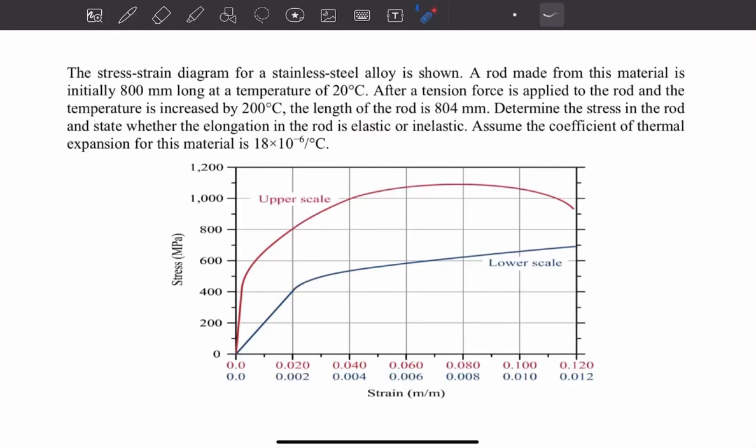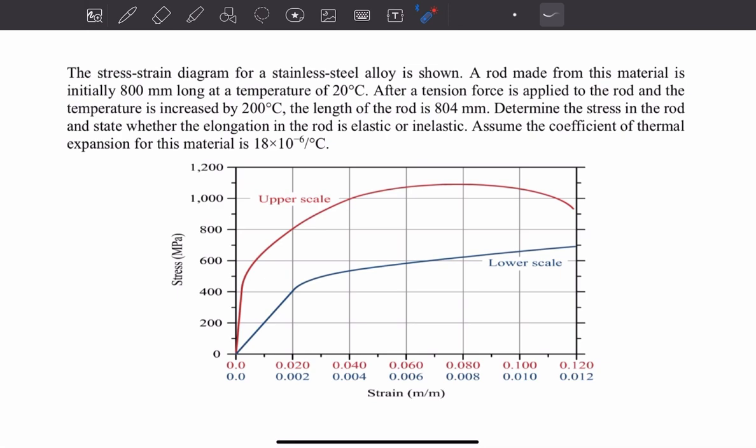Okay, welcome to the fifth example in the chapter on strain. The question reads: the stress strain diagram for a stainless steel alloy is shown in the figure below. A rod made from this material is initially 800 millimeters long at a temperature of 20 degrees Celsius. After a tension force is applied to the rod and the temperature is increased by 200 degrees Celsius, the length of the rod is now 804 millimeters. Determine the stress in the rod and state whether the elongation in the rod is elastic or inelastic.